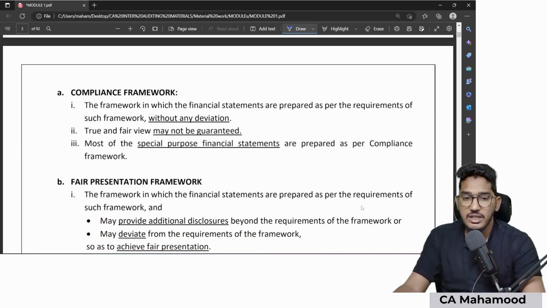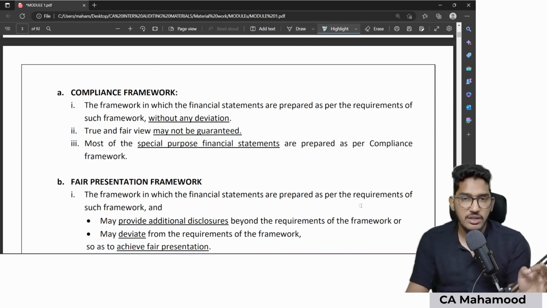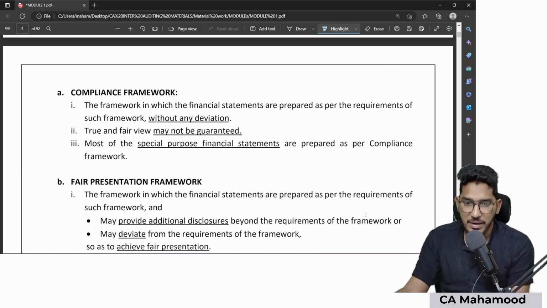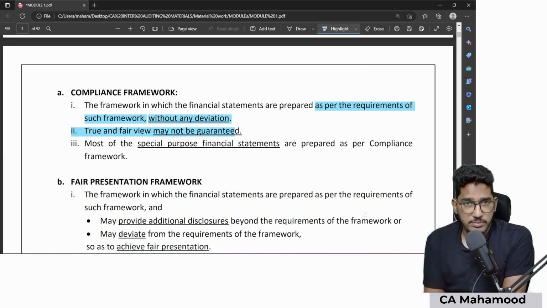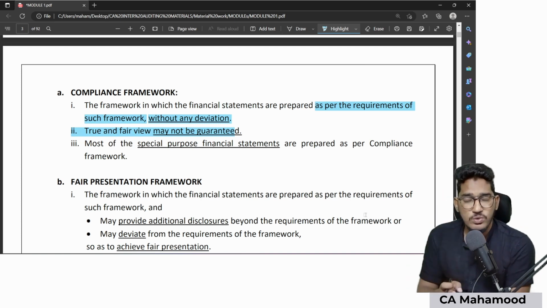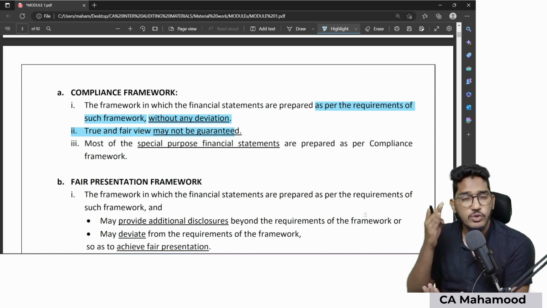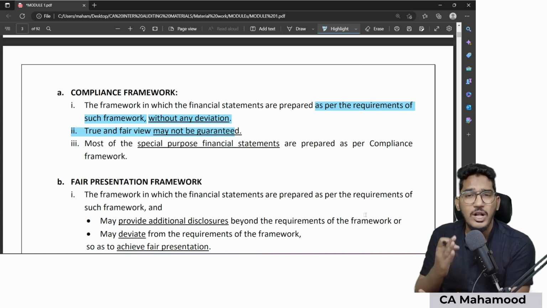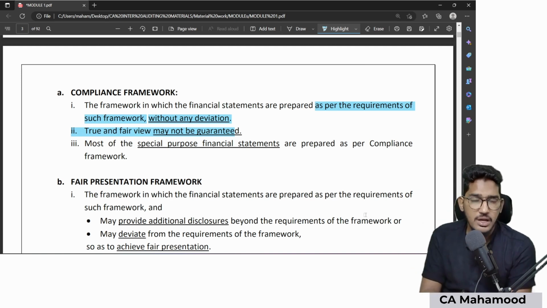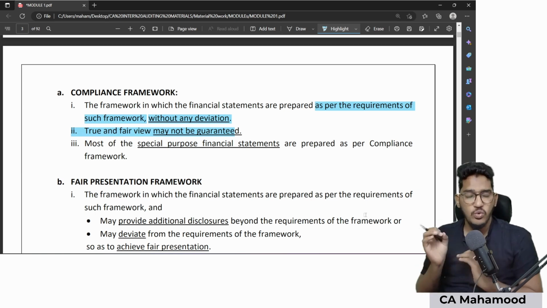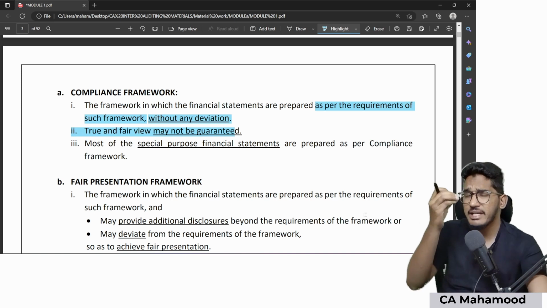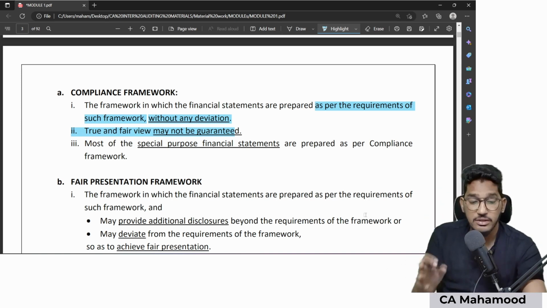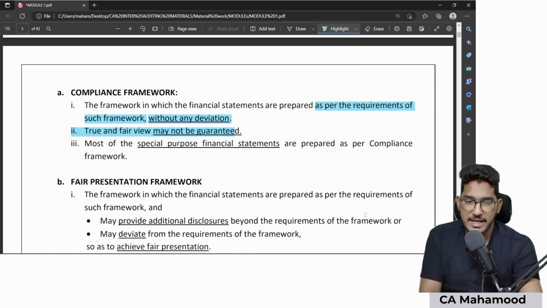As you could see here, the definition has been given: the framework in which the financial statements are prepared as per the requirements of such framework without any deviation. Deviation is not at all permitted. Whether by following those rules and regulations you get a true and fair view or you do not get a true and fair view, that doesn't matter. What you are only supposed to do is strictly follow whatever is mentioned in the framework. Whatever is mentioned, you have to follow as it is.